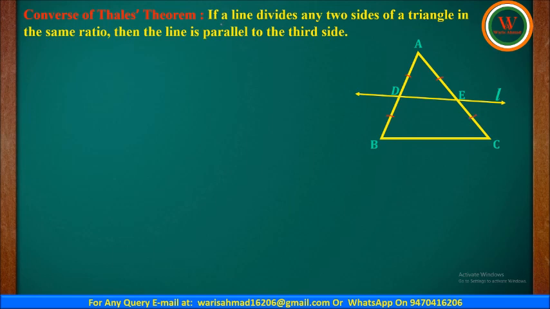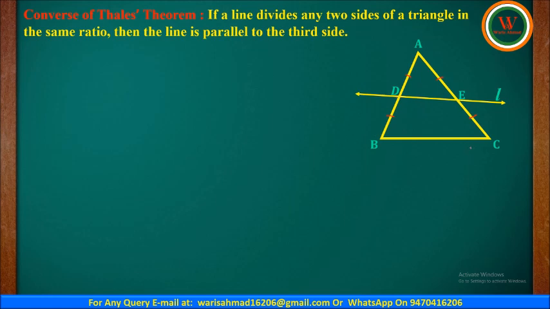Once again, let us see the theorem. If a line divides any two sides of a triangle in the same ratio, this line L is dividing AB in the ratio of AD upon DB, while line AC in the ratio AE upon EC. These two ratios are equal. According to the theorem, AD upon DB is equal to AE upon EC. Then the line is parallel to the third side. Hence, we have to prove that DE is parallel to BC.